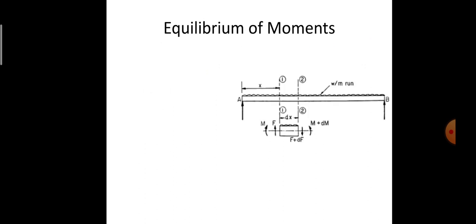Now the next thing is, we are supposed to take the equilibrium of the moment. I take a clockwise moment as positive and anti-clockwise moment as negative. So here we have clockwise moment as M and anti-clockwise moment as M plus dM. So I make this one negative and this one positive.